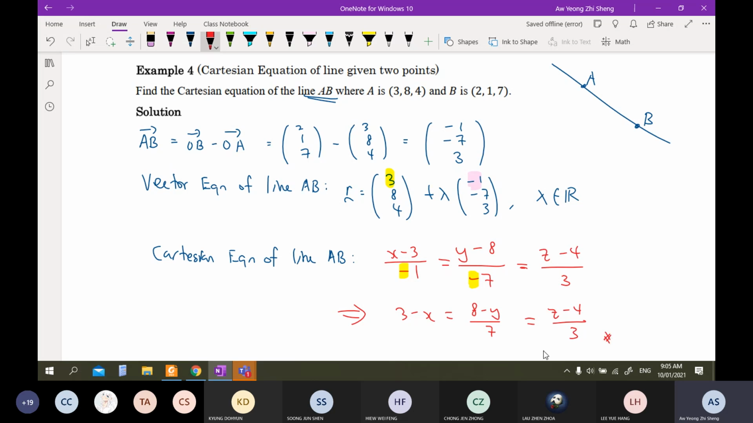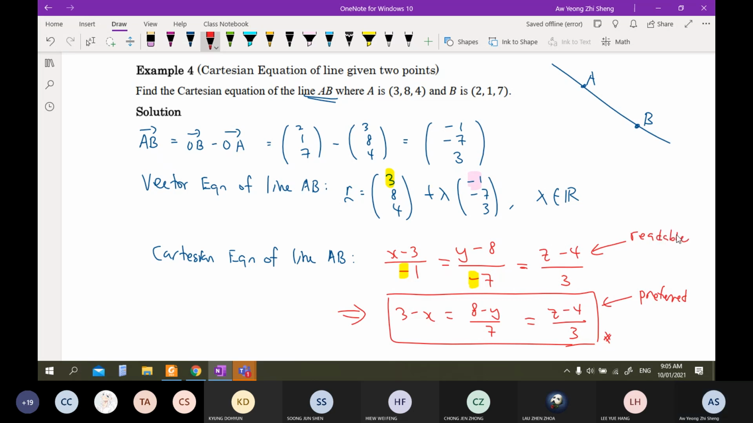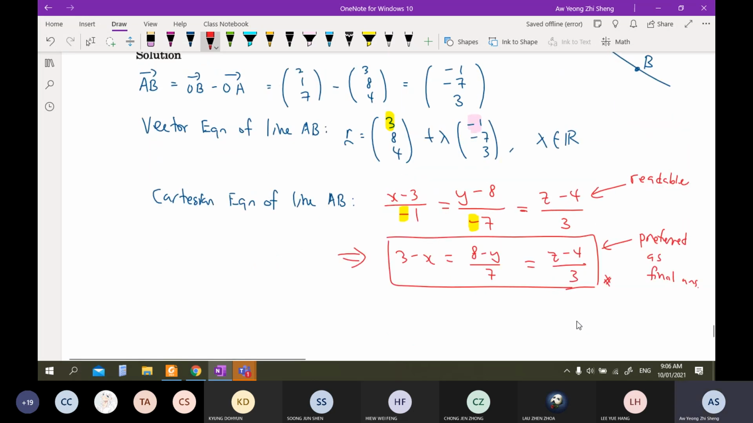So this is how people would usually write a Cartesian equation, and they will try to make the fraction look nicer. Although when the fraction looks nicer, it's no longer in a readable form, this is actually the preferred form as a final answer. However, it is the line above that is in the readable form. The first line in red is actually the readable form, but the second line in red is preferred as the final answer.